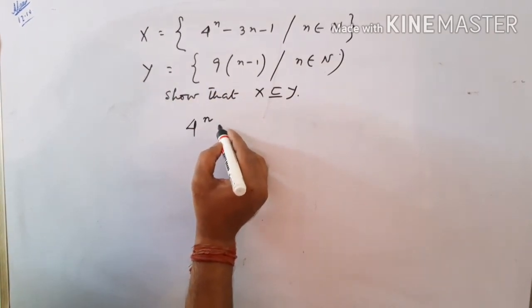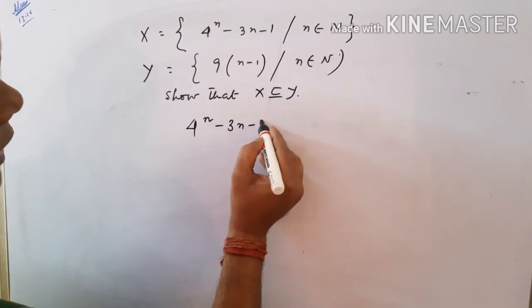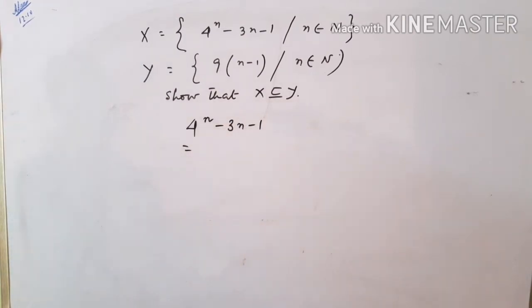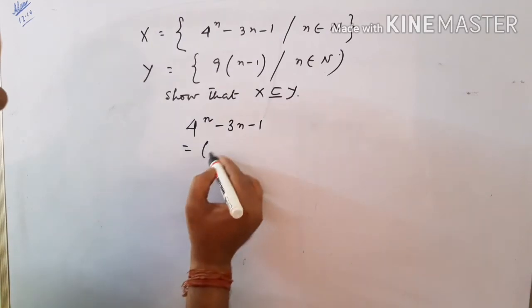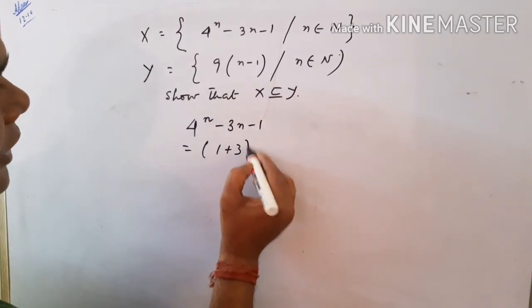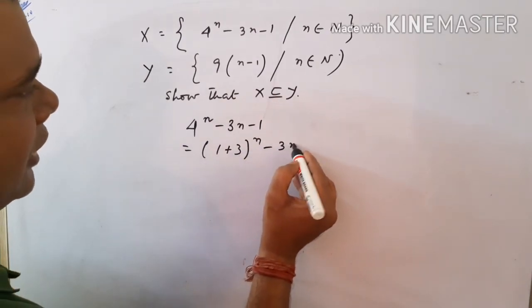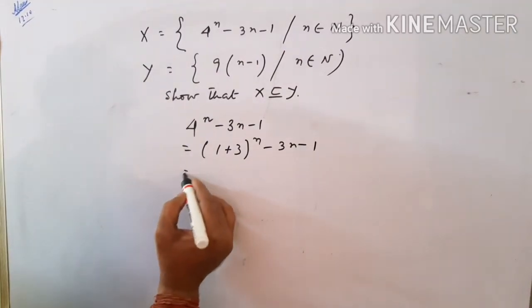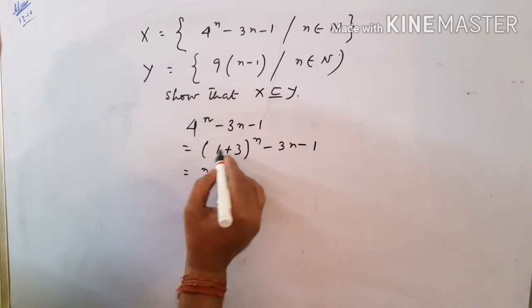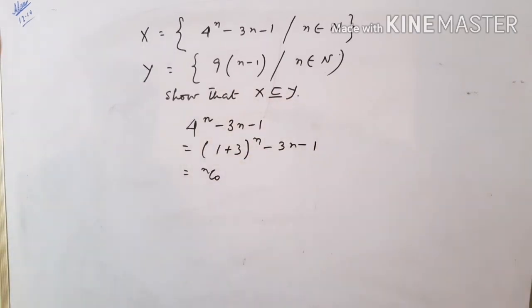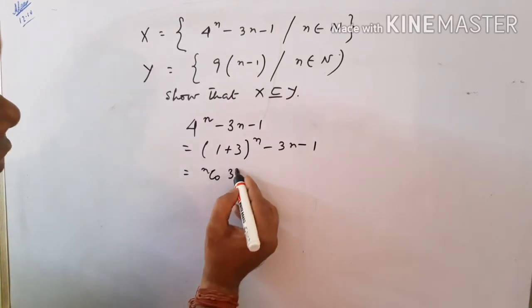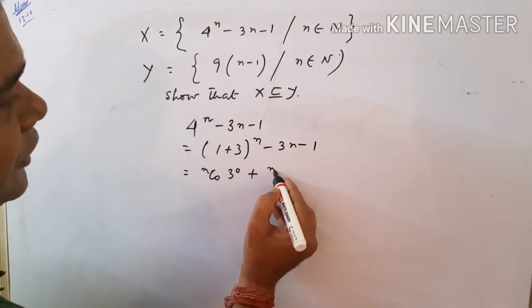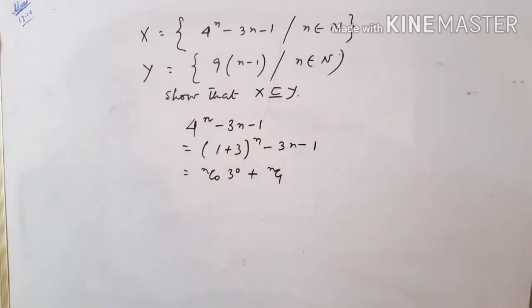So this is 4 to the power n minus 3n minus 1. Now 4 to the power n, 4 can be written as (1 plus 3) whole to the power n, minus 3n minus 1. Using the binomial theorem, the first term is nC0 1 to the power n. We know that 1 to the power n is 1, and 3 to the power 0. Then nC1 1 to the power n minus 1.